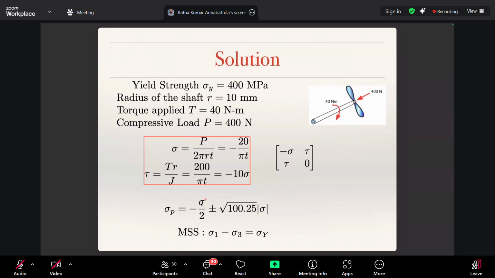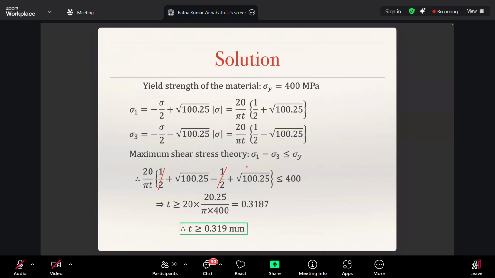Yeah, right, sir. And once you have the principal stresses, you can now calculate using maximum shear stress theory. Now you can also do that using distortion energy theory if you wish. By knowing the principal stresses or using the sigma and tau, you can calculate the equivalent stress, which will again be in terms of T, and then you need to solve that equation. And once you solve that equation, you will get the value of T. So you can also do that.